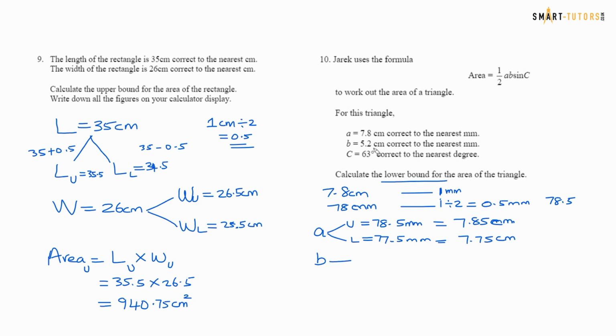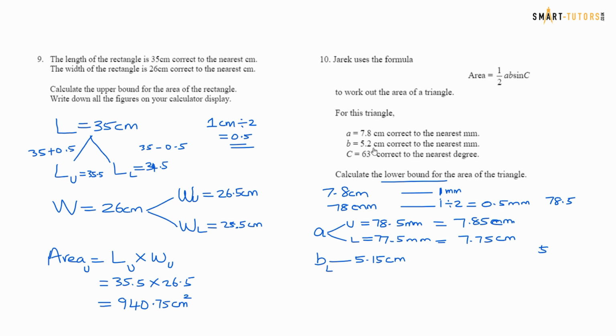Same as B, they are only asking for the lower bound. So the lower bound of B is going to be 5.15 centimeter. Same principle, if you want the working, 5.2 times 10 is 52 millimeter. So 52.5 is going to be the upper, 51.5 is the lower, in millimeter. You convert it to centimeter, 5.15. So I just show the working, reversing all the calculation.